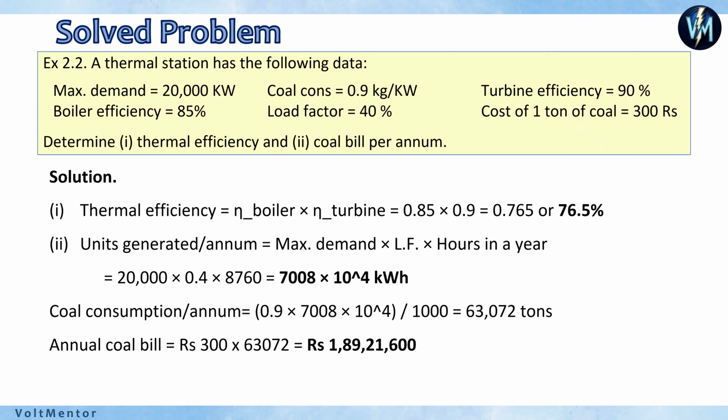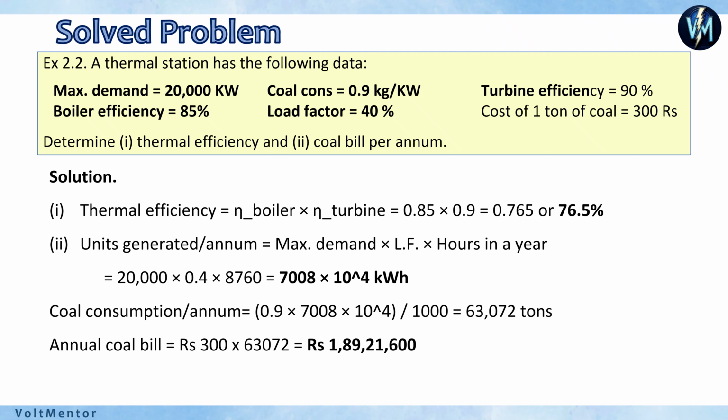Now let's solve a mathematical problem from the Power System Analysis book by V.K. Mehta. The following data are given. The maximum demand is 20,000 kilowatt. The boiler efficiency is 85%. The coal consumption is 0.9 kg per kilowatt. The load factor is 40%. The turbine efficiency is 90%. And the cost of 1 ton of fuel is 300 rupees.